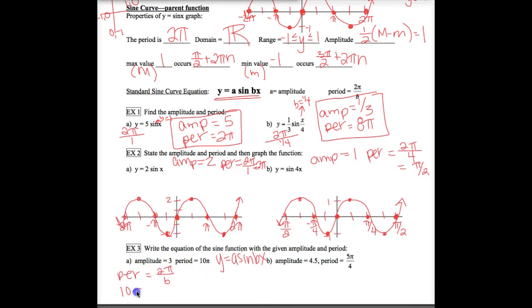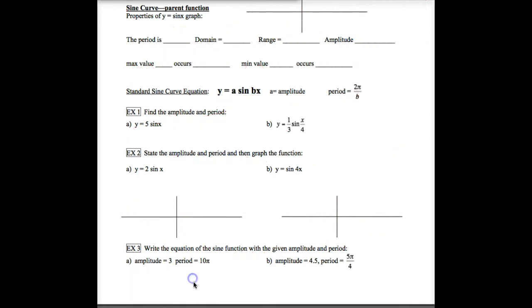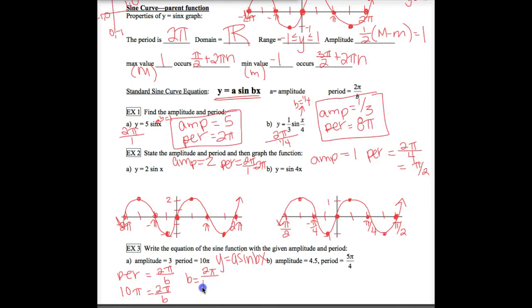So plug that in. 10 pi equals 2 pi divided by b. So if I want to get b alone, I can do the little switcheroo here. b equals 2 pi over 10 pi, and then just reduce. The pi's cancel. 2 over 10 is 1/5. So that means b is 1/5. I know that my a is 3. So y equals 3 sine of 1/5 x, which would be x over 5. So 3 sine x over 5.